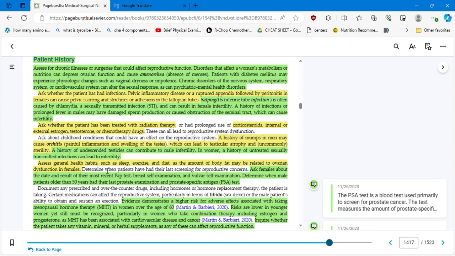Assess general health habits such as sleep, exercise, and diet, and the amount of body fat that may be related to ovary dysfunction in females. Again, the adipose tissue affects tremendously the production of estrogen. Ask females about the date and results of their most recent Pap test, breast self-examination, and vulvar self-examination. Determine when male patients older than 50 had their last prostate examination and prostate-specific antigen PSA test.